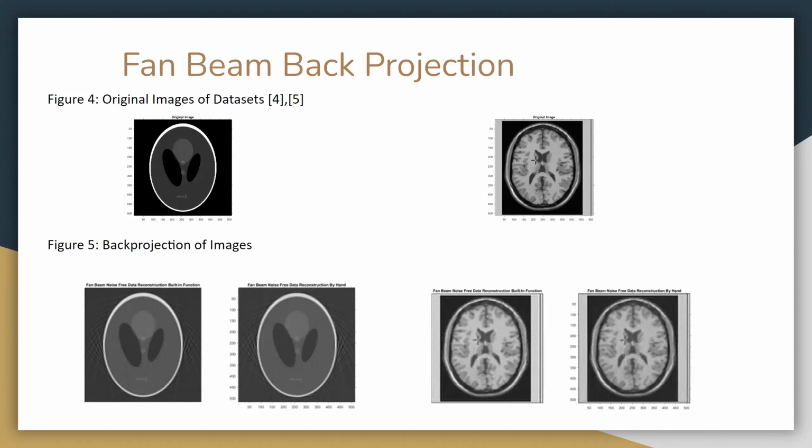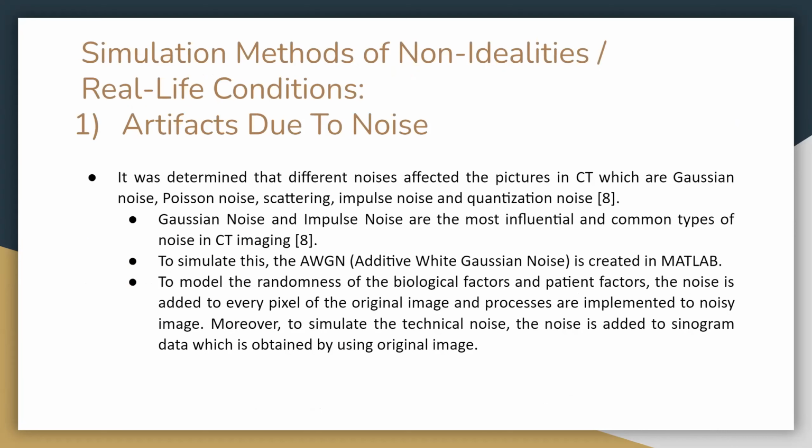It can be seen that the back projection of the original image is quite similar to the original one. Also, in real life, some non-idealities can distort the image. Noise is one of them, and the typical noises in CT are Gaussian, Poisson, impulse, and quantization. The most common ones are Gaussian noise and impulse noise. Gaussian noise is more homogeneous and affects every pixel, but impulse noise is inhomogeneous and affects pixels individually. Namely, it doesn't distort the image as a whole.